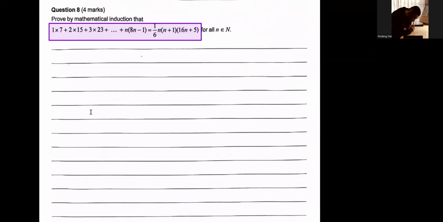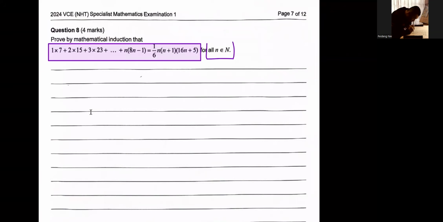Induction proof. Okay. I'm going to be lazy this time. Let this be my proposition P(N). For all N belongs to natural numbers, well, in this case, my N belongs to Z plus, positive whole numbers. Now, base case.